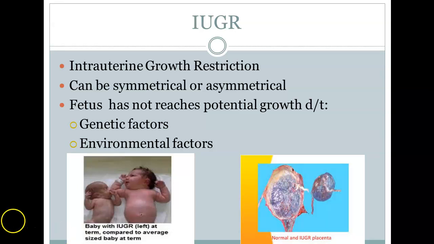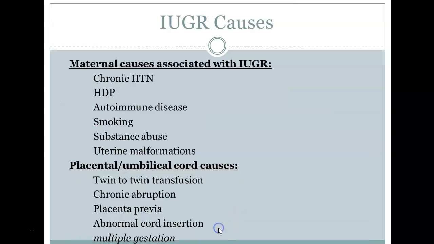So this is an example of a baby with IUGR on the left compared to the average sized baby at the same gestational age, which is term. So notice this baby is much tinier than this baby, and it had some growth restriction due to, like I said, a genetic factor or an environmental factor, like the uterus was tiny or the placenta was smaller, so the baby received less food and nutrients. So there's a variety of factors that can contribute to IUGR.